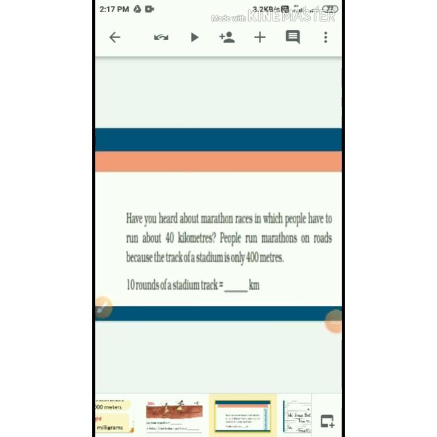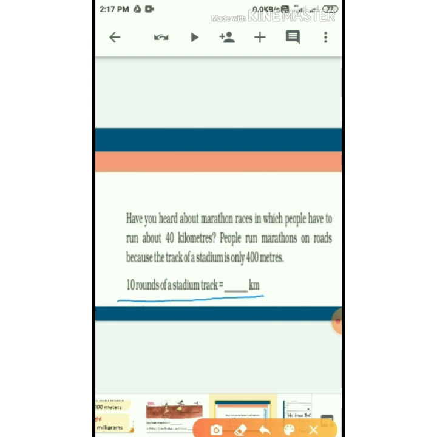Have you heard about marathon races in which people have to run about 40 kilometers? People run marathons on roads because the track of a stadium is only 400 meters. Now people run marathon on the road because marathon is about 40 kilometers and the track of the stadium is only about 400 meters. So that's why people run marathons on road. Now the question is, 10 rounds of a stadium track is equal to dash kilometers. So we have to find out how many kilometers will be there in 10 rounds of a stadium track.